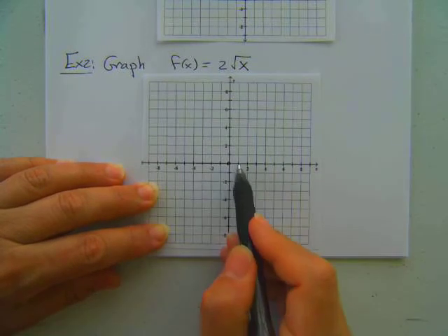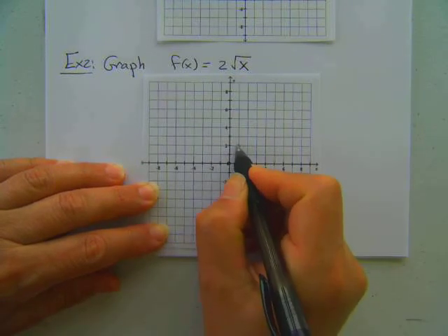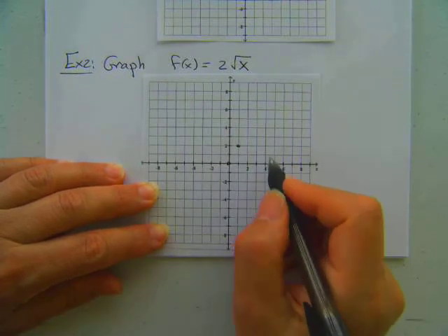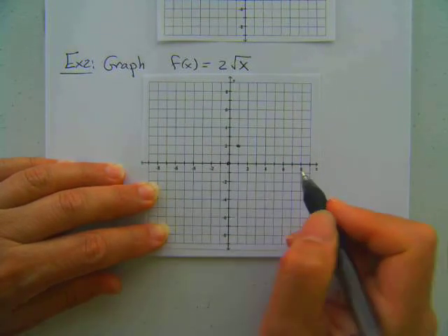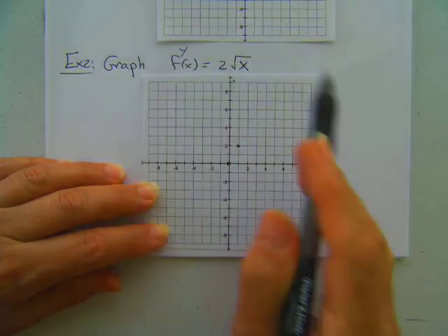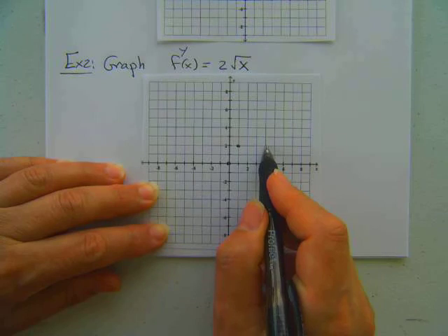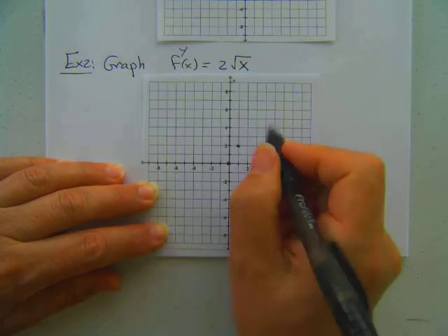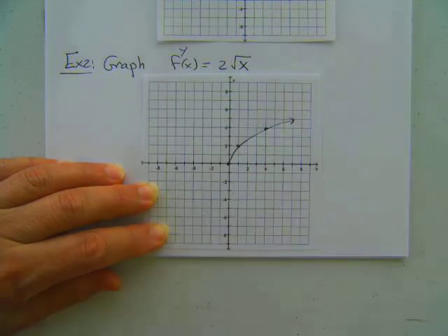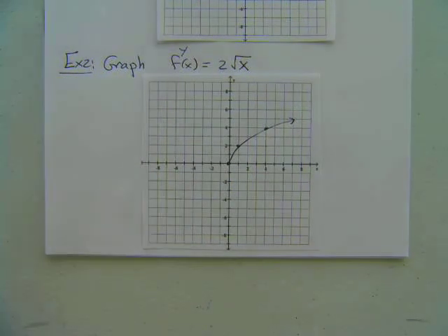So instead of 1 and 1, the y is multiplied by 2. So instead of 1 and 1, it's going to be 1 and 2. And the third point was 4 and 2, right? But now each y is multiplied by 2. So instead of 4 and 2, it's going to be 4 and 4. So the graph is going to look like that. Okay, I think that's enough.